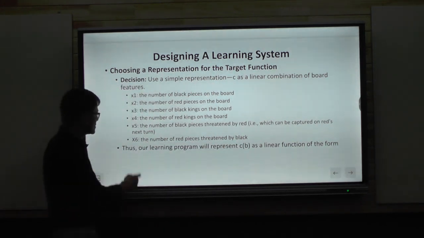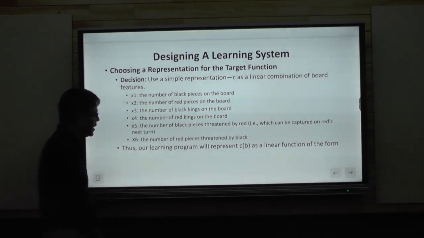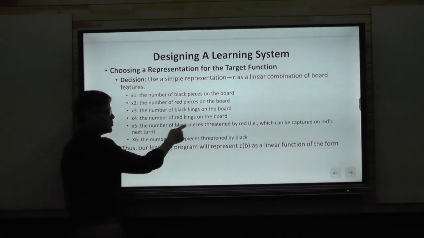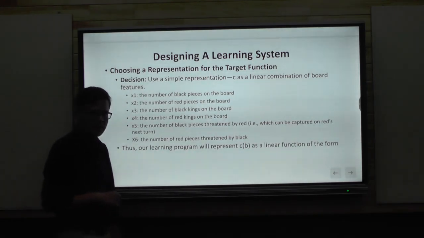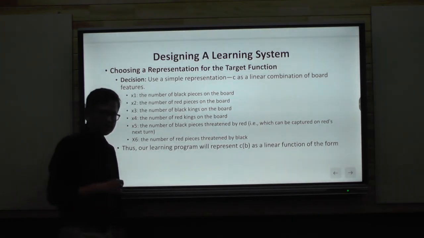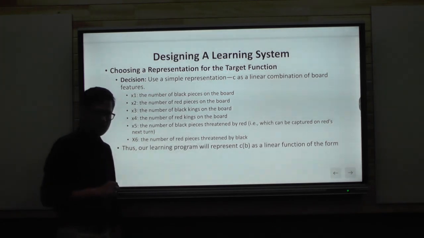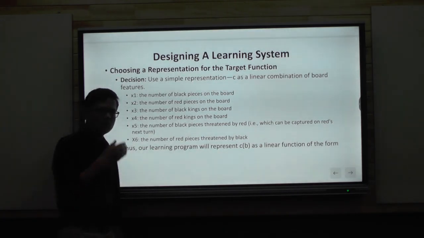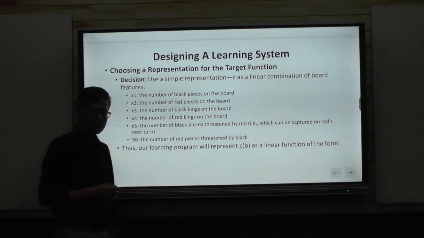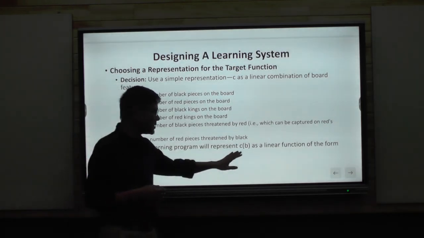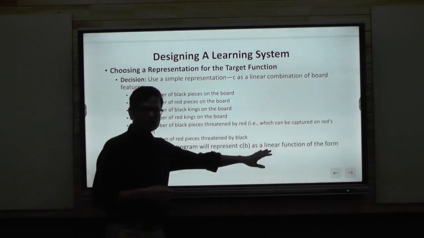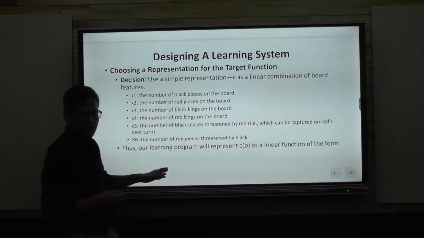So you consider this X5 and X6. If the value of X5 is more, that means red is attacking and you have to defend. And in X6, the situation is reverse. You are in a better attacking position if you are attacking more pieces of red. Clear? So our learning program will be represented as V hat of B, a linear form of these functions.